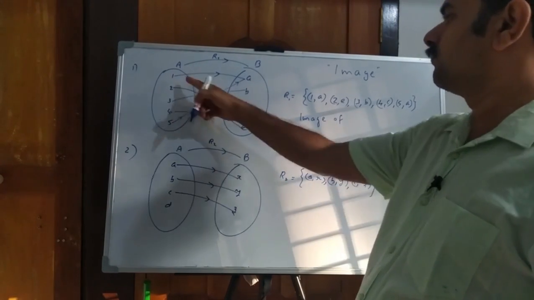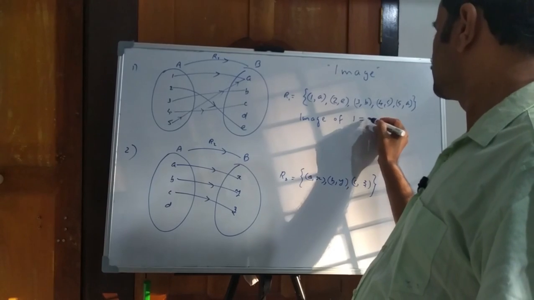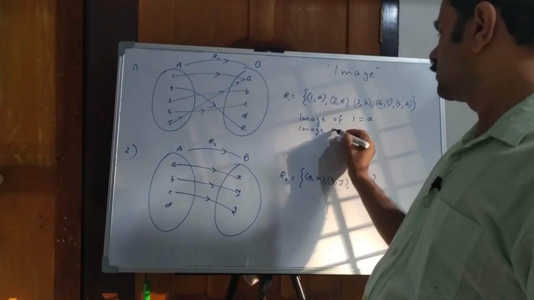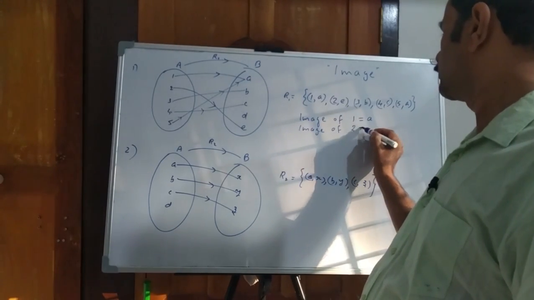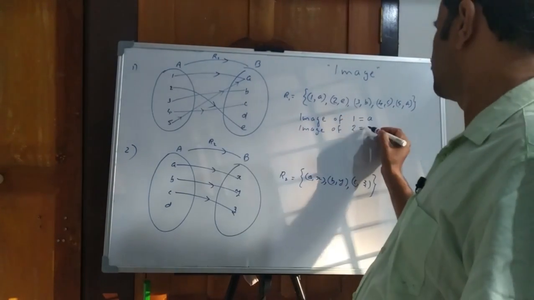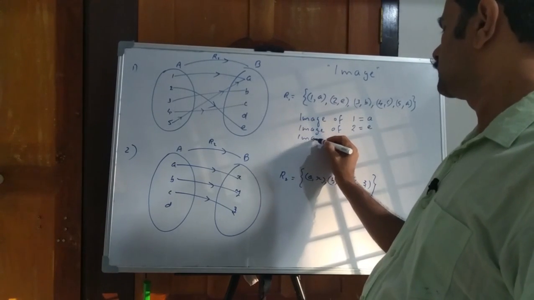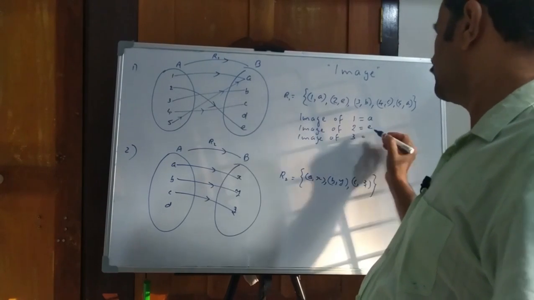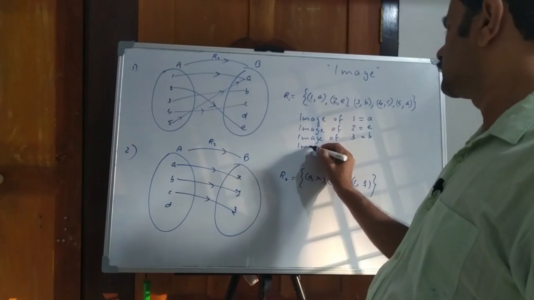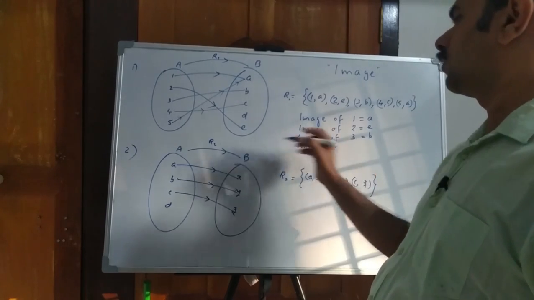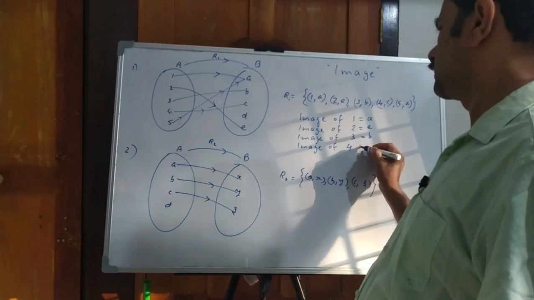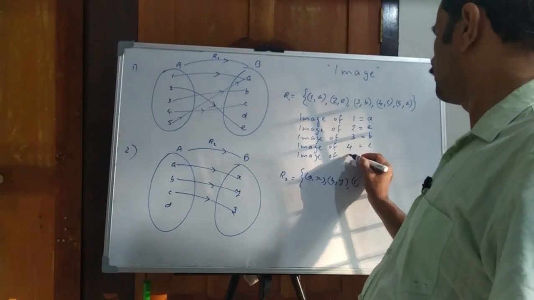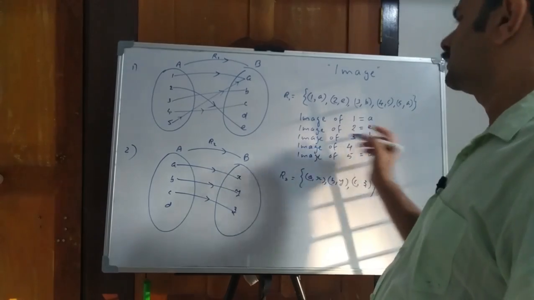Image of 1 is equal to A. Image of 2 equal to E. Image of 3 equal to B. Image of 4 equal to C. Image of 5 equal to A.